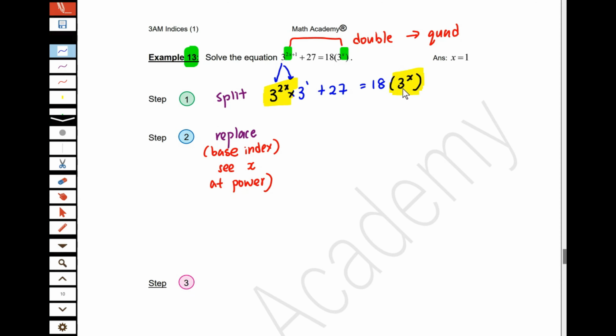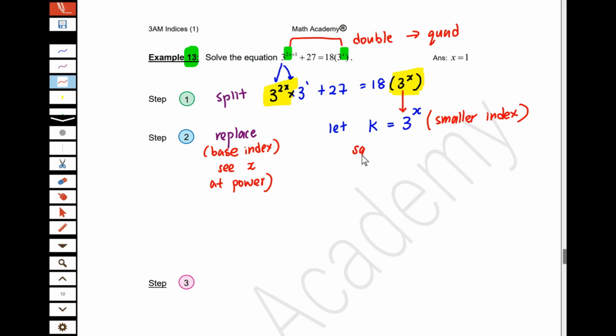Now, so this is 3 power x, right? I'm going to let k be 3 power x. So what happened to this 3 power 2x? There is this 3 power x and there's this 3 power 2x. The reason why I let this be k is because this has a smaller index. It's easier to deal with the algebra later on. So x is smaller than 2x. The item with the smaller index, the whole thing, let it be k first.